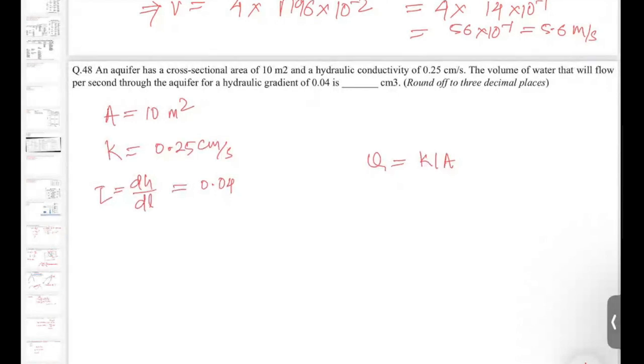what should you do first? You have to convert the 0.25 centimeter to meter? Yes, or rather you have to convert this 10 meter square into centimeter square. Whatever the values be, you have to convert them into centimeter square. Yes, sir. I think there is some problem with this question regarding the unit. Just a second.